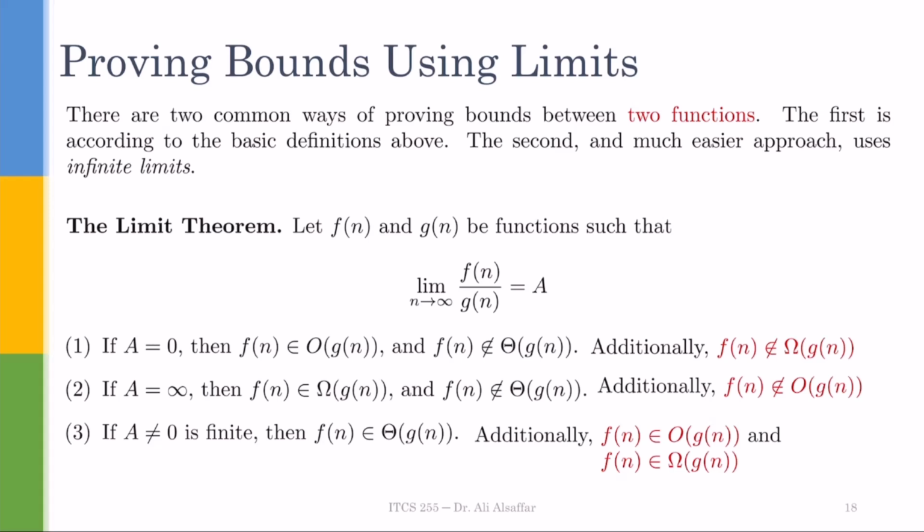Similarly, when the infinite limit is equal to infinity, then that means f of n is larger than g of n. Then as an asymptotic notation, I can look at it from f by saying f of n belongs to big omega of g of n. And if I look at it from g of n, we said that g of n belongs to big O of f of n.